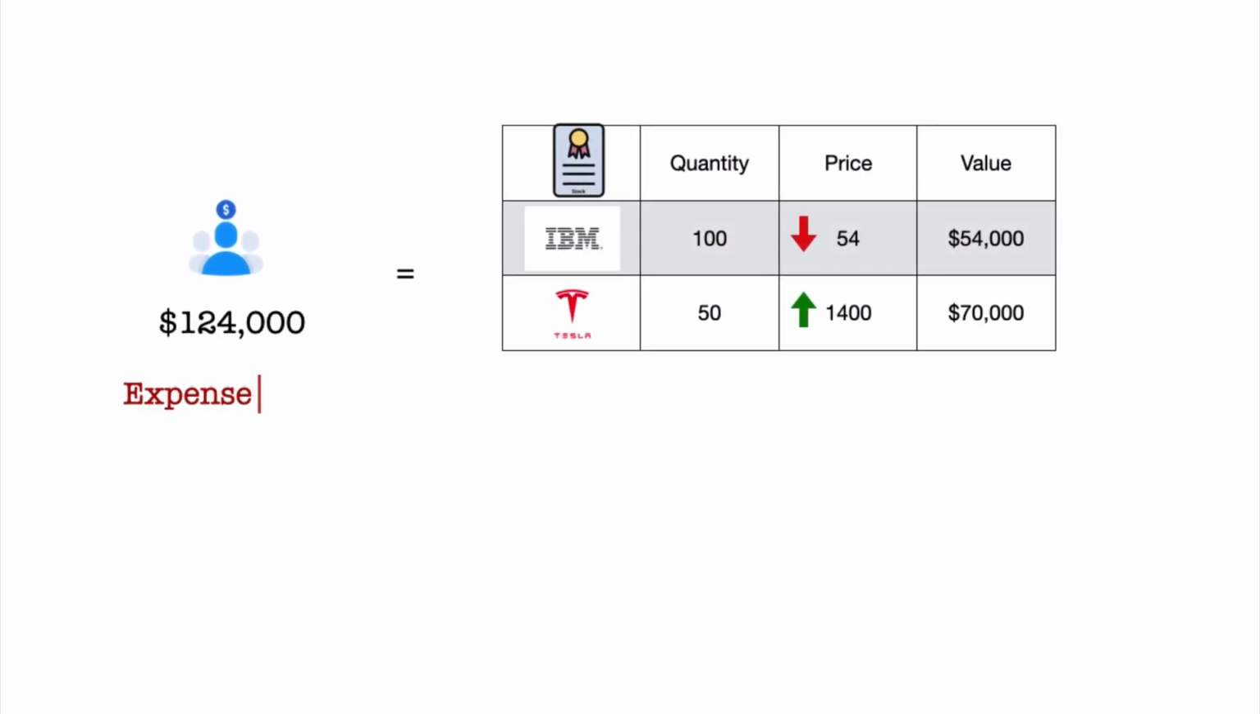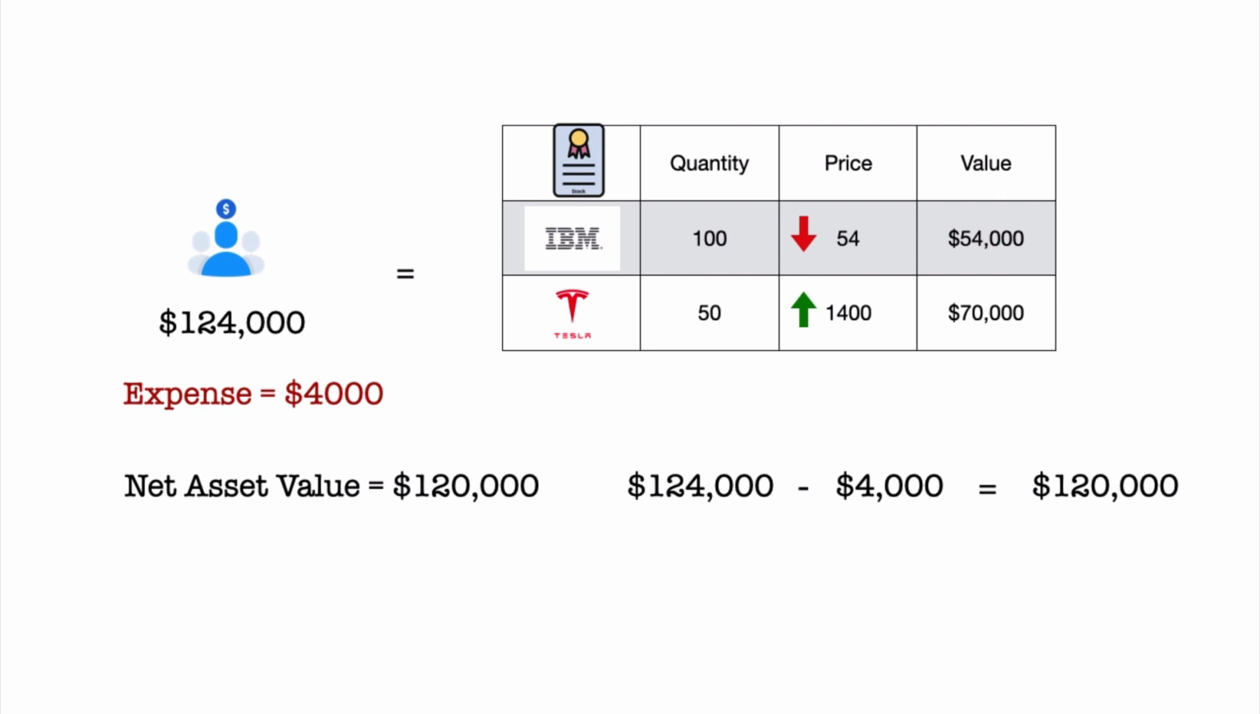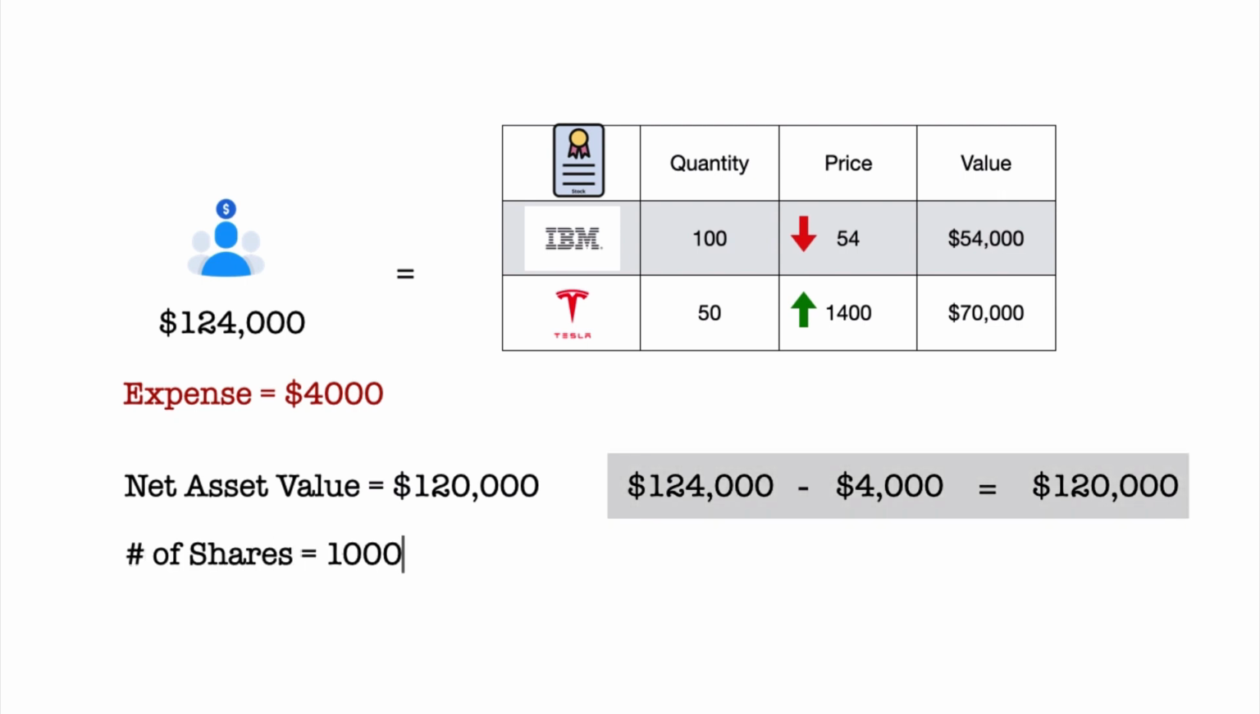After a month of operation, the stock value is still riding high and the total value of the investment reaches $124,000. The fund incurs an expense of $4,000. This will make the new NAV $120,000 and the new NAV per share $120.